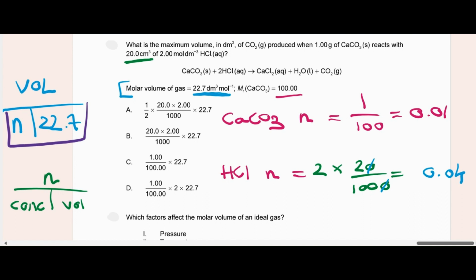Right, so which one's limiting? The calcium carbonate, right. So then we know it will either be C or D. We're trying to work out the maximum volume of carbon dioxide. The stoichiometry, we've got 1 there. Since we're using the calcium carbonate, we're looking at this. There's also 1 there. So we don't need to times by 2, which means it will be C.